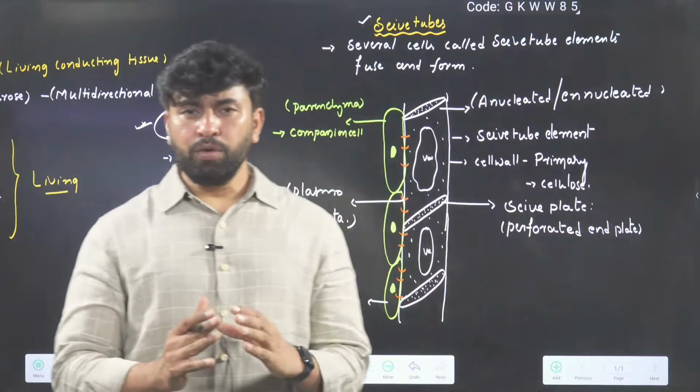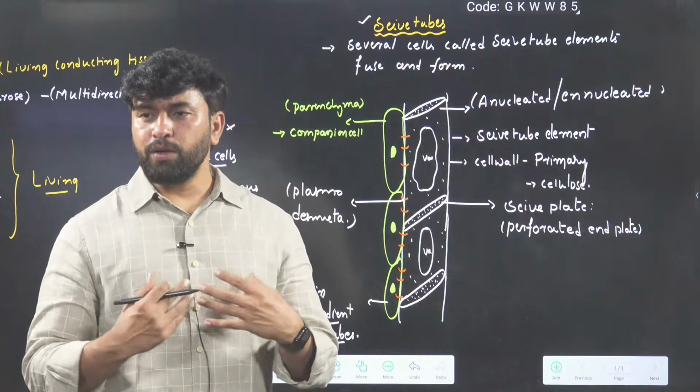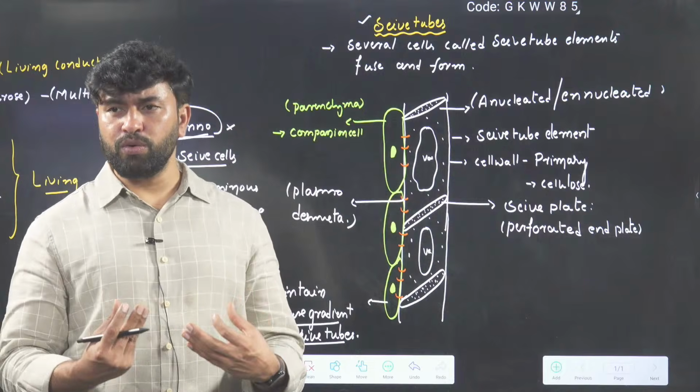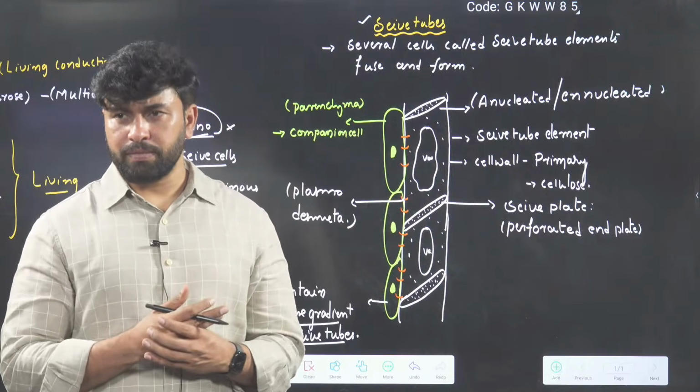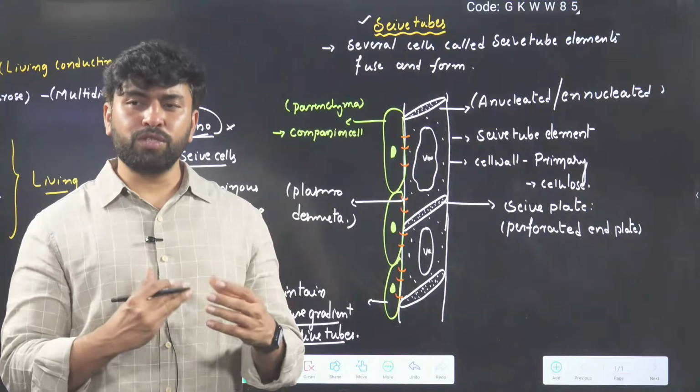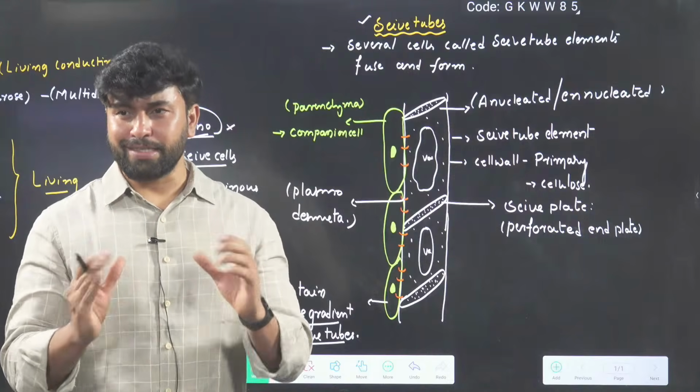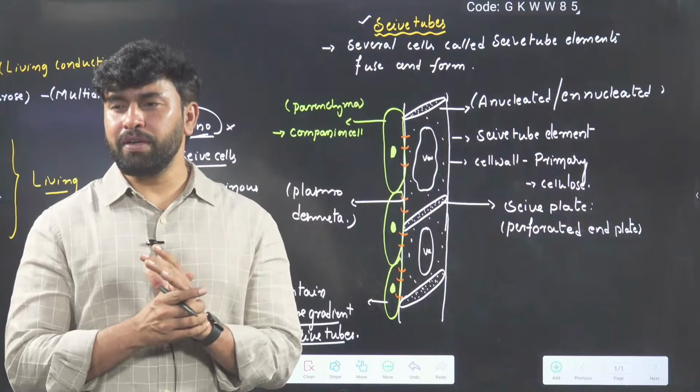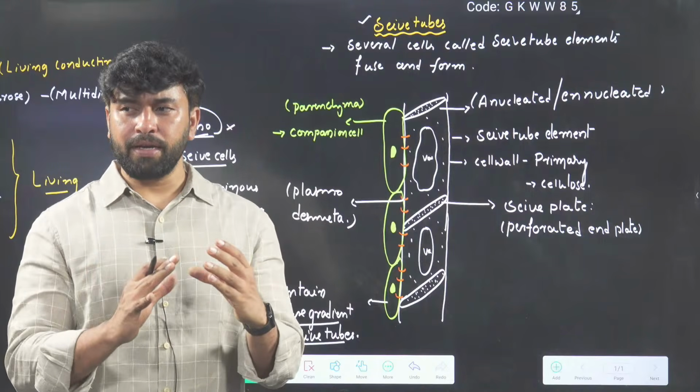See, we both are sisters. I don't have a nucleus. I have become enucleated. You have a nucleus. Whenever I need, I will use your nucleus. Please say yes. This is the conversation between sieve tube and companion cell.